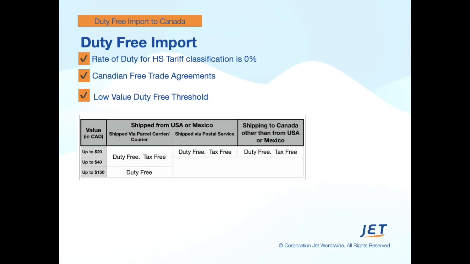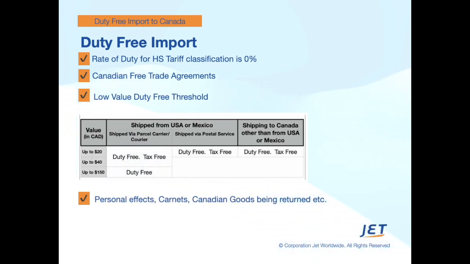Another way, especially for e-commerce shipments from the US and Mexico, is the low-value duty-free threshold. Packages shipping from the US and Mexico via courier benefit from a higher duty-free threshold of $150. Otherwise, it's only $20. In addition, personal gifts from anywhere, up to $60, can benefit from duty-free import. And there are some additional duty-free categories, including personal effects and temporary imports. These have specific processes necessary to get a zero duty rating.